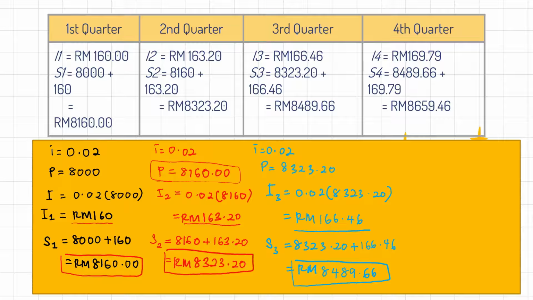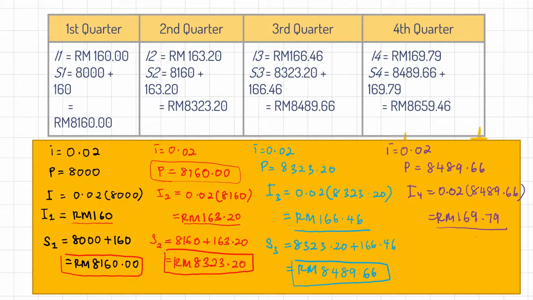So this is the amount of money in third quarter. Let's proceed to the final quarter. Here, I is 0.02. P is equals to 8,489 ringgit and 66 cents. The interest in the fourth quarter will be equals to 0.02 times 8,489 ringgit and 66 cents. The interest that you will get in fourth quarter will be equals to RM169 and 79 cents.